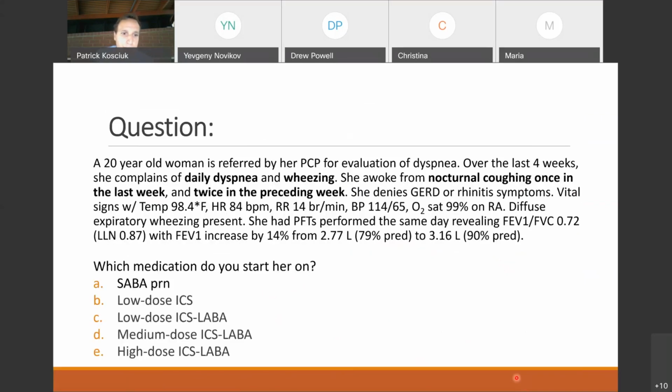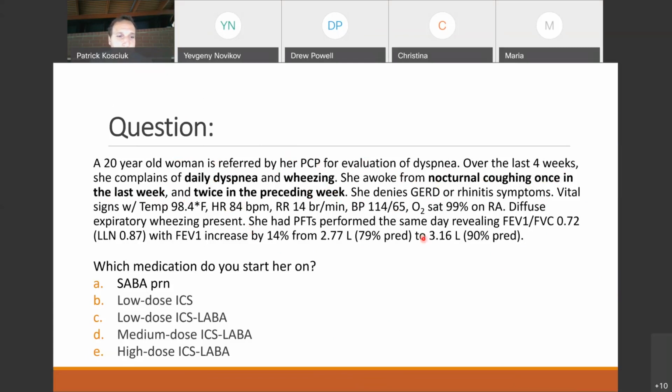So how about another question? Good. A 20-year-old woman referred from her PCP, worsening dyspnea. This is pretending you're a pulmonologist, I guess. Over the last 4 weeks, complained of daily dyspnea and wheezing. Awoke from nocturnal coughing once in the last week, twice in the preceding week. No other reasons for cough present, at least.